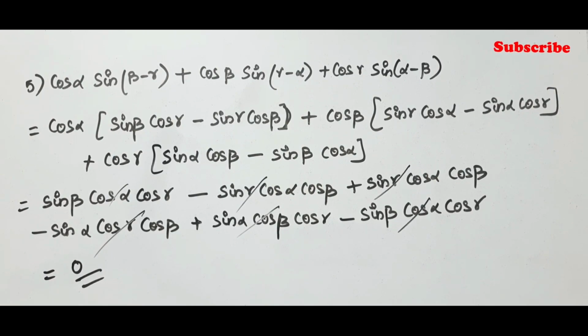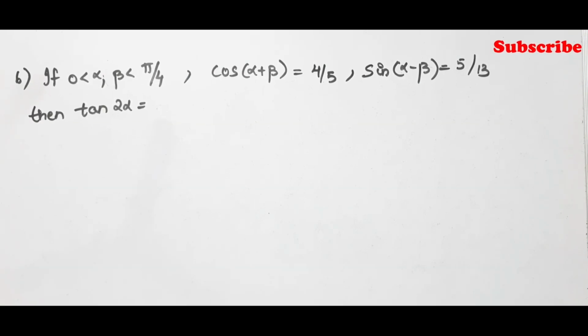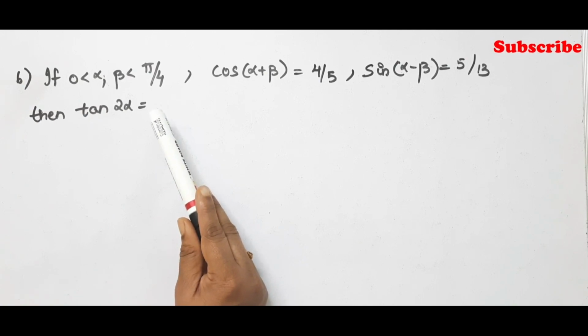Now let us see the next problem. If 0 is less than alpha, beta less than pi by 4, cos of alpha plus beta is equal to 4 by 5, and sin of alpha minus beta is equal to 5 by 13, then tan 2 alpha is equal to what? Okay, whenever you see this type of problem, if you observe here, they didn't mention the condition regarding any triangle.